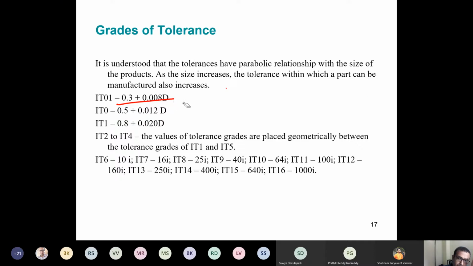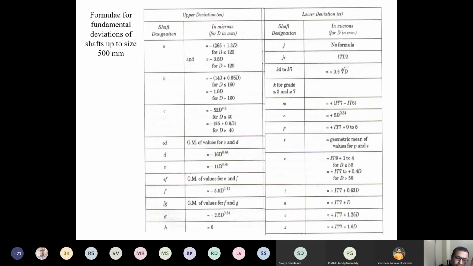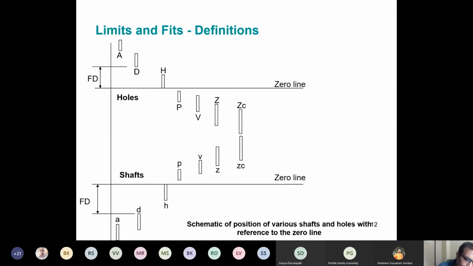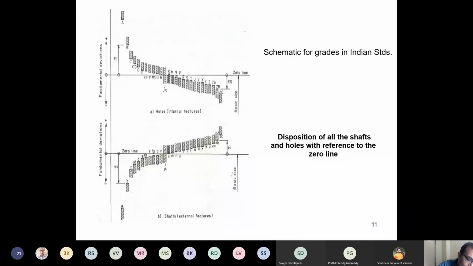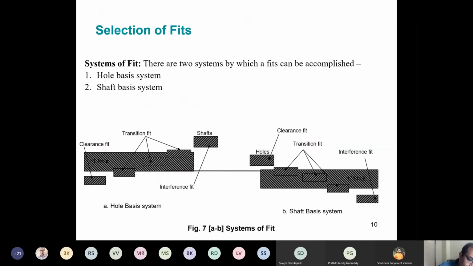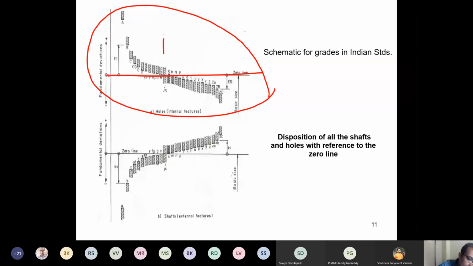And then the fundamental deviation is something like this. You saw the picture first, right? The picture looks something like this. This is how it looks. For shaft, it is like this. For shaft, what happens is, till H, it is above the zero line, and after H, it is below the zero line.